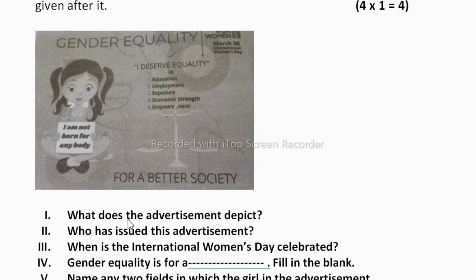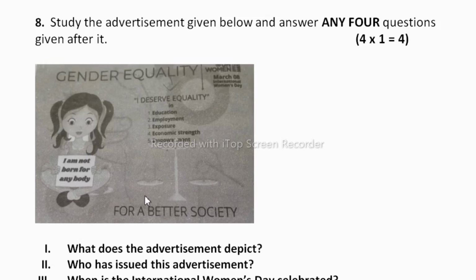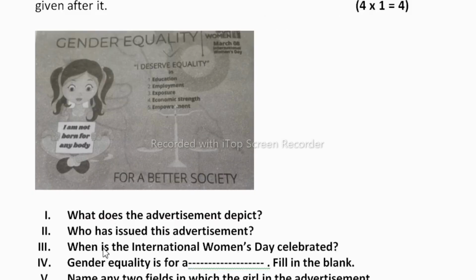So what you have to do, first you have to see that advertisement. Then you have to see the question. What does the advertisement depict? So you have to write the title of whatever this advertisement is depicting here. This advertisement is nothing but gender equality. This advertisement shows gender equality. In that way you have to write.